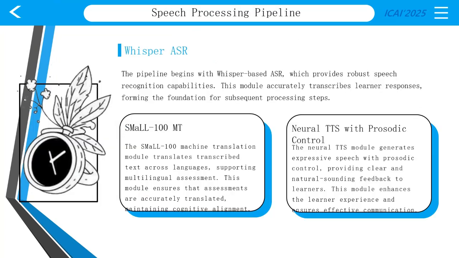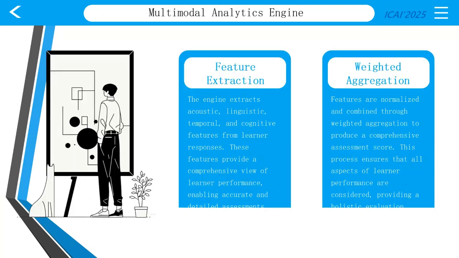First, we start with the Whisper ASR, which provides robust speech recognition capabilities. This accurately transcribes learner responses, forming the foundation for subsequent processing steps. Feature extraction engine extracts acoustic, linguistic, temporal, and cognitive features from learner's responses. Weighted aggregation: as these features are normalized and combined through weighted aggregation, they produce a comprehensive assessment score. This process ensures that all aspects of learner performance are considered.